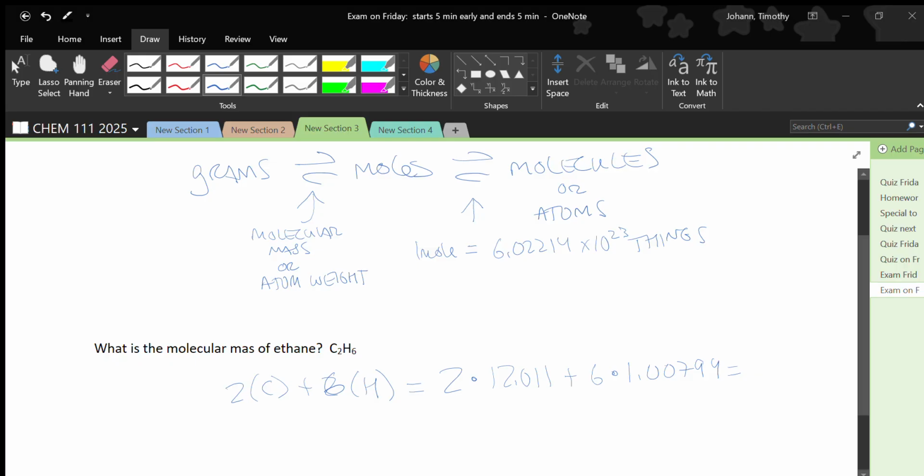So I want to be able to do things so I don't have to write down each thing, right? I don't have to do 2 times 12 and write it down, and 6 times 1 point blah and write it down. So I'm going to do it all together. And some of your calculators will just straight out do all of this.